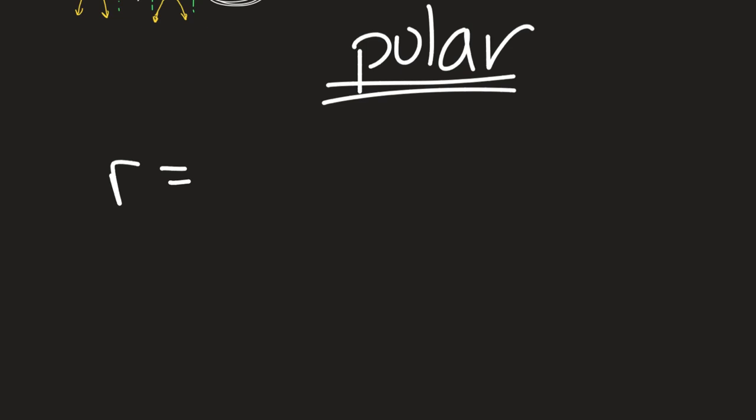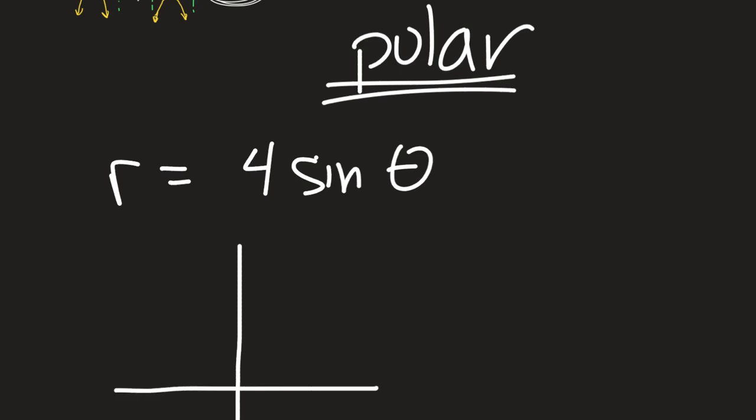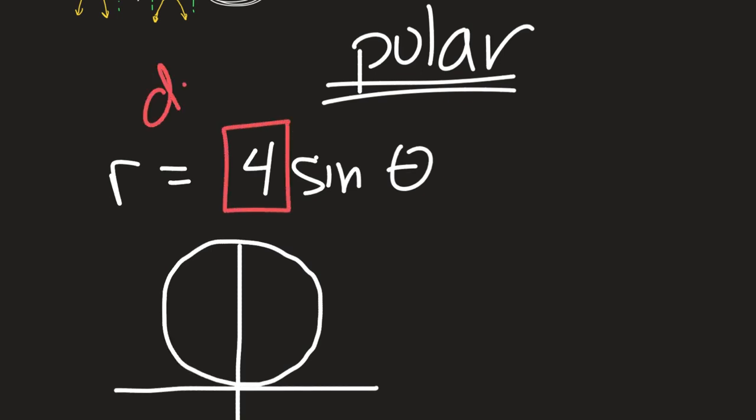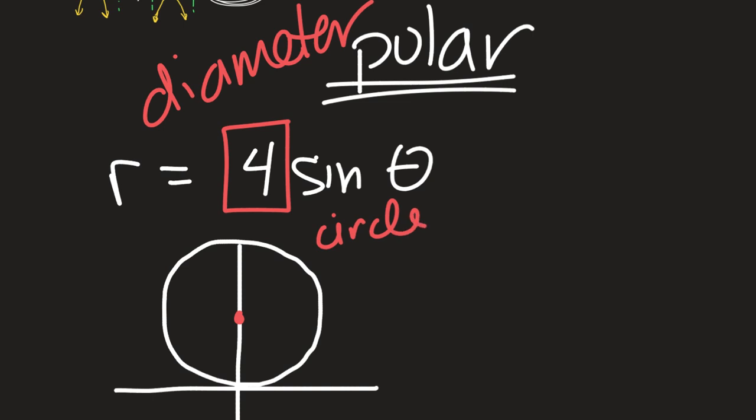Let's talk about maybe like r equals 4 sine theta. Okay, we need to know this is a circle that is centered along the positive y-axis, where this number right here is the diameter. This is the diameter of your circle. Okay, so this is a graph of a polar circle.